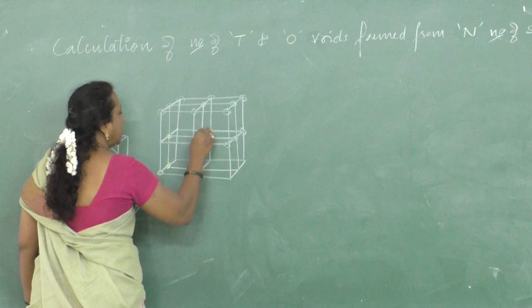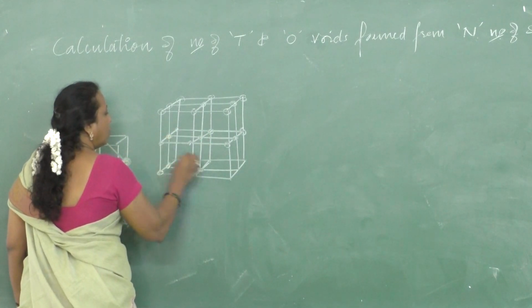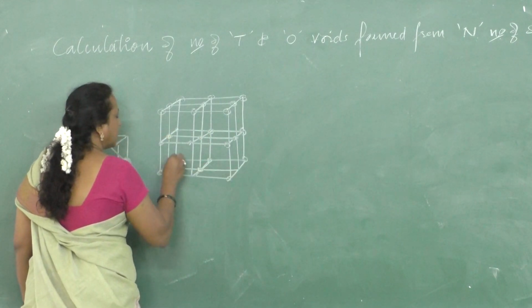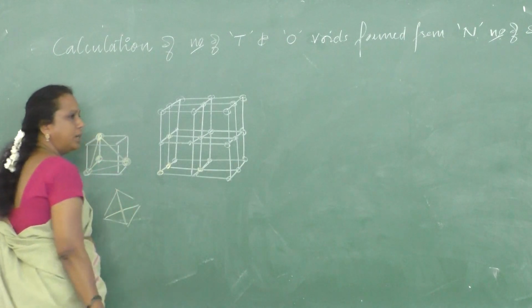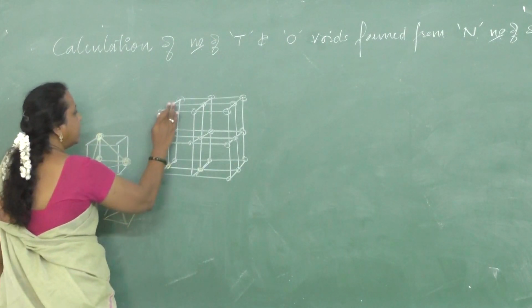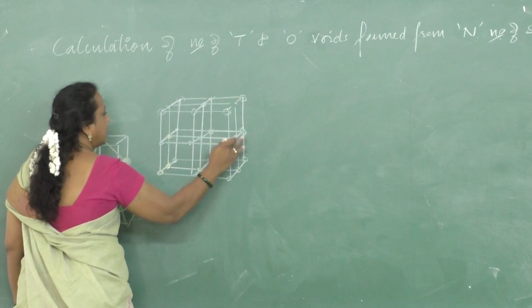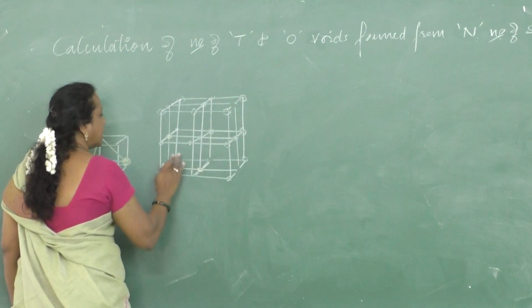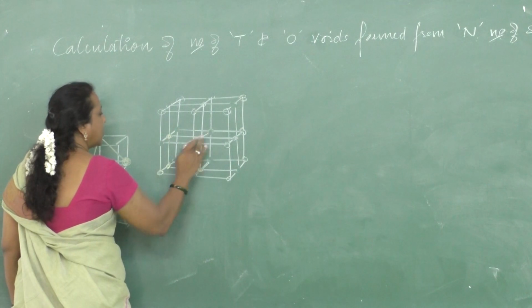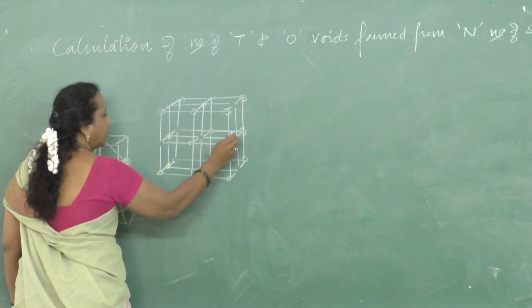8 cubes. But you should see this as one unit cell. You should see this as one unit cell having lattice points at the face centers. Lattice points at the face centers, not at the edges. Okay, let us not consider edge center particles.